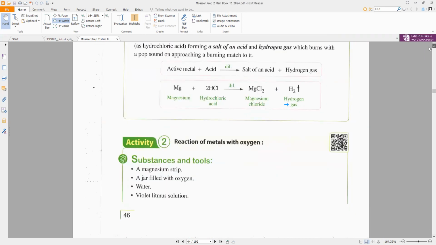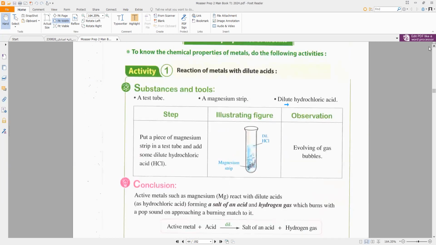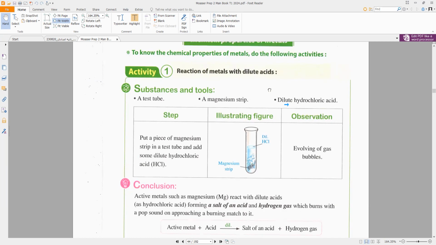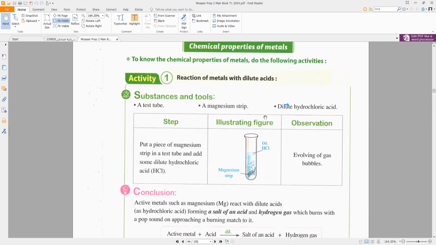We have an experiment between acid and metal. We study the acid. It starts with H, and when dissolved in water, it forms a positive hydrogen ion. So any acid starts with H, the hydrogen element, and when dissolved in water, it forms a positive hydrogen ion. Dilute acid means acid that is not concentrated. Dilute means water is added to it. It's diluted with water, so not concentrated.